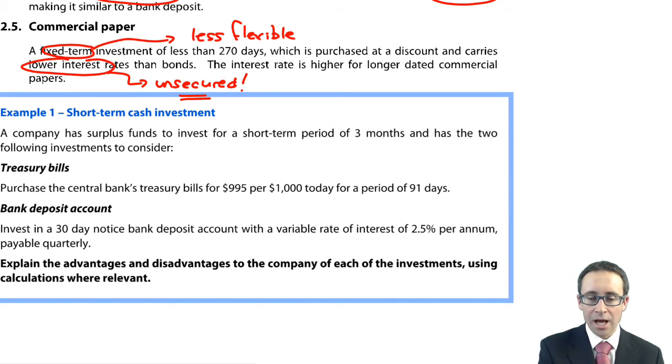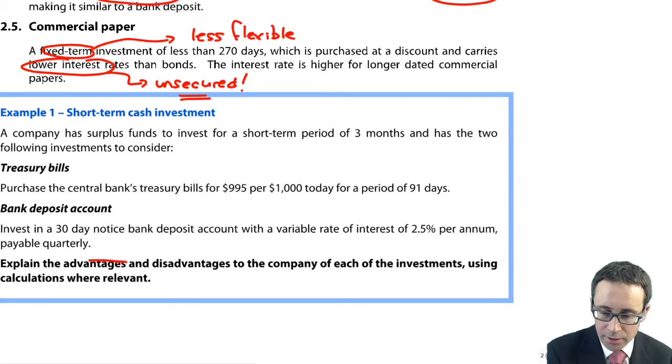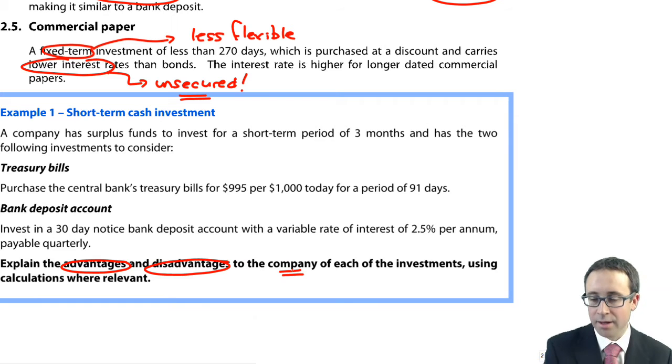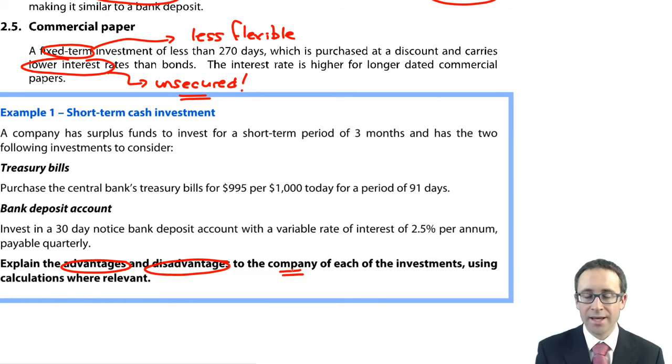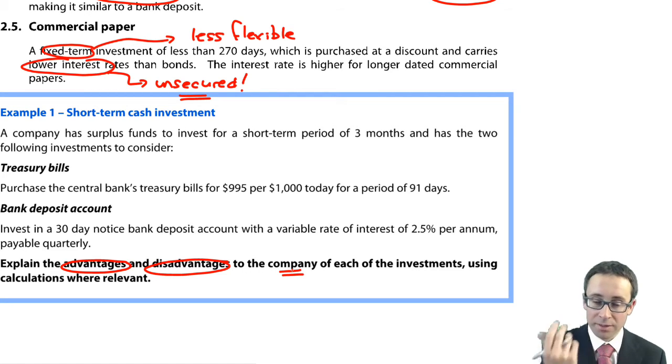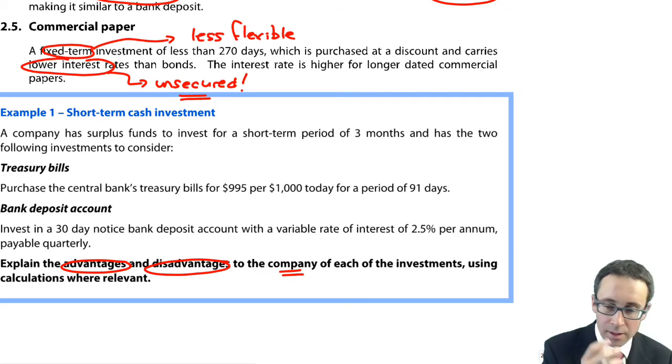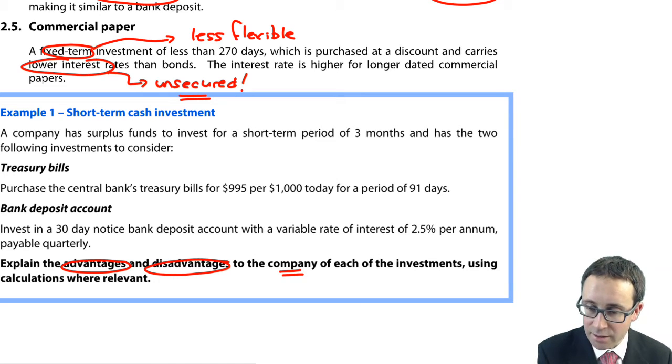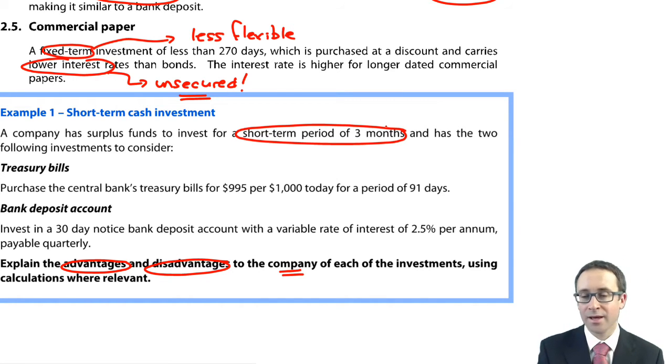Okay, so here all this one wants us to do is to look at the advantages and the disadvantages to the company of each of the investments using calculations where relevant. I'm not worried about the calculations. The calculation is just working out, if you like, a rate of interest. Okay, so what have we got? The specifics are at the top. You have surplus funds to invest for a short-term period of 3 months. Okay, so 3 months isn't very long, is it?